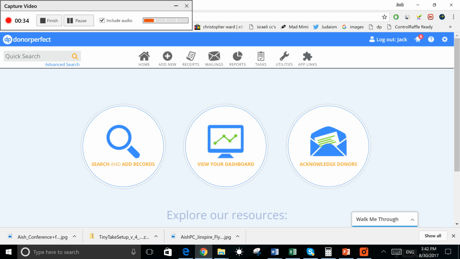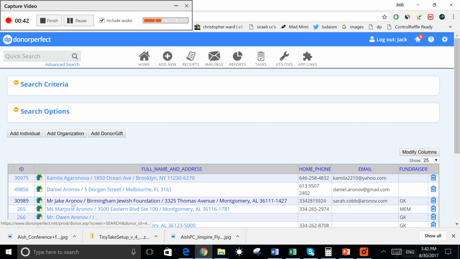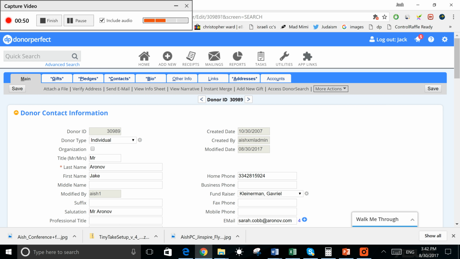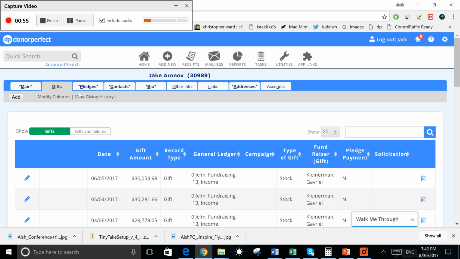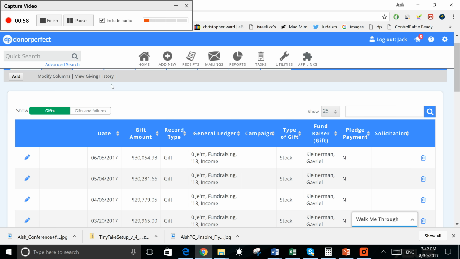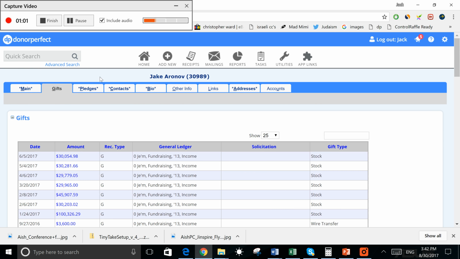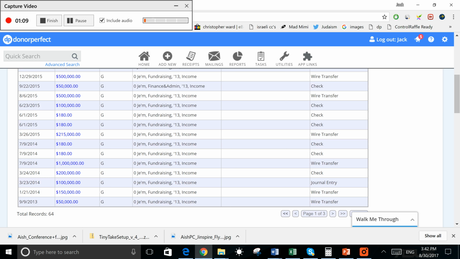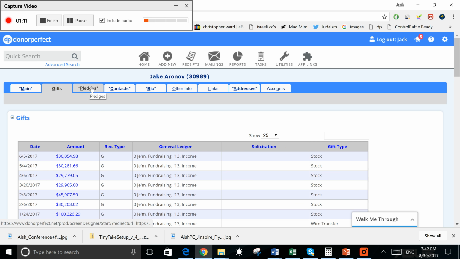And so I want to just go through, we'll look at one of our known donors, Jake Aronoff. It's a little more fun that way. So Jake, you can click into his account, open up, and you have the basic contact information. You can go into his gifts, and you can see his giving history, what he's given to his last gift of $30,000. Click over here, you have a little summary of his totals by year for the last few years, his maximum gift, etc. And if he had pledges, they'd be listed there.